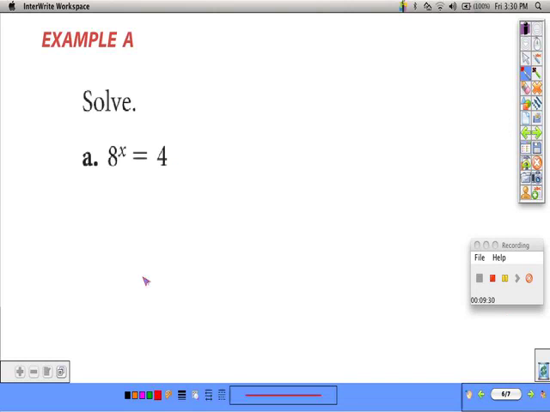In this problem, we're trying to find x. 8 to what power is equal to 4? Now it's tempting to say 1/2 because 8 times 1/2 is 4. But we want to know 8 to what power is 4. And what we're going to do is we're going to rewrite this, hopefully, using the same base. 4 can be written as 2 squared. 8 can be written as 2 cubed.